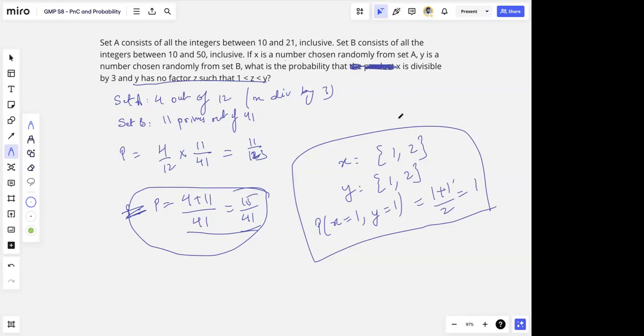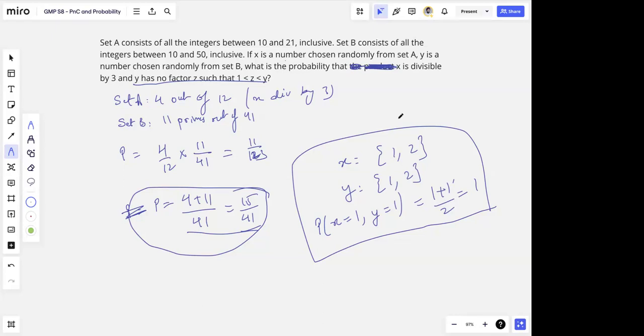I don't know if I'm right or wrong. So we have to select from two sets, set A and set B. But we are asked about the probability of set A. Why is the probability that x is divisible by 3? So it's only x, we have to choose it from set A.